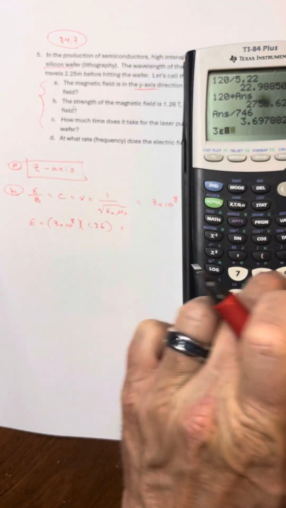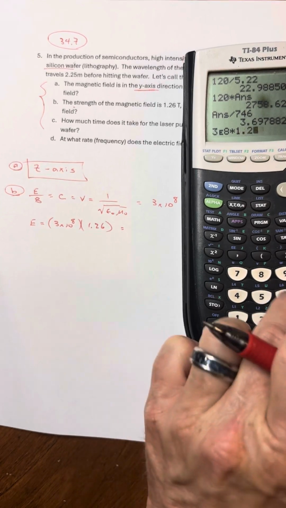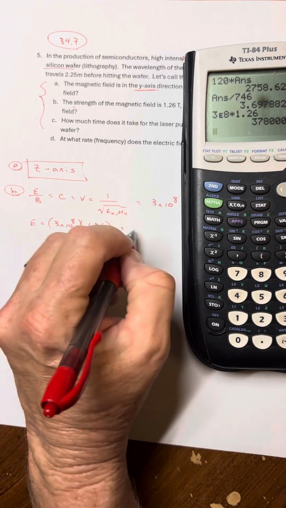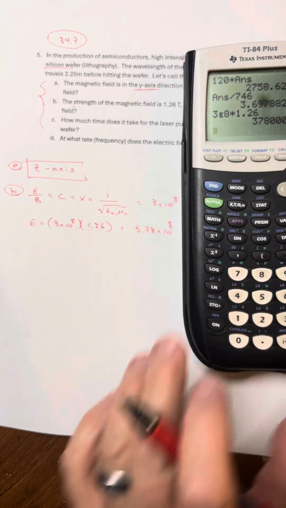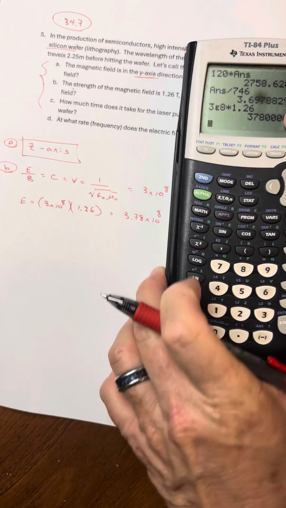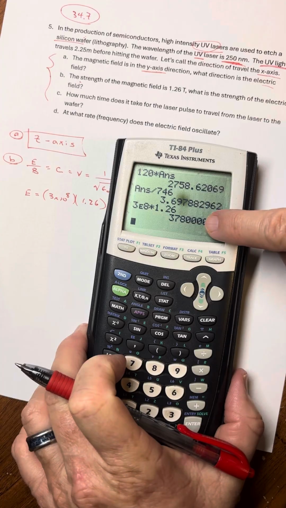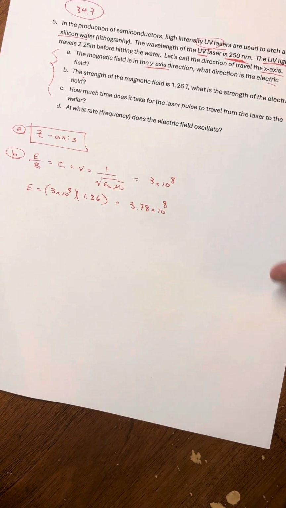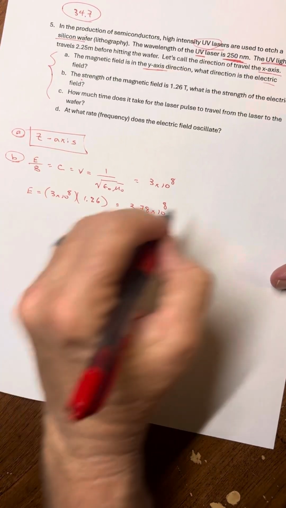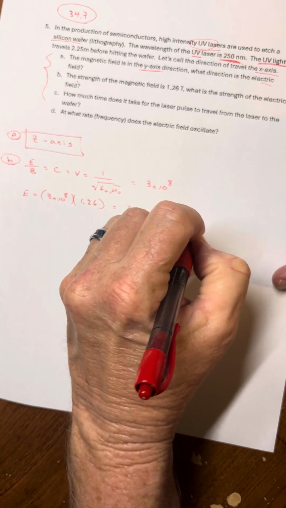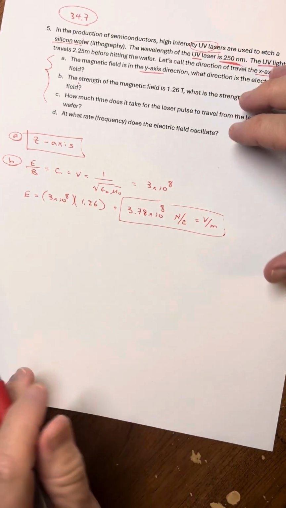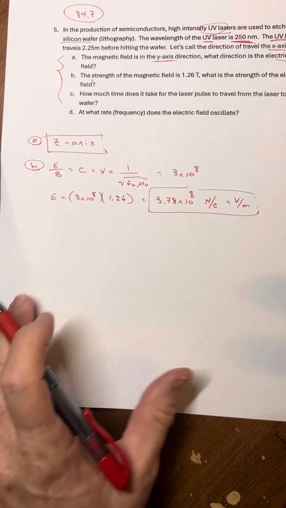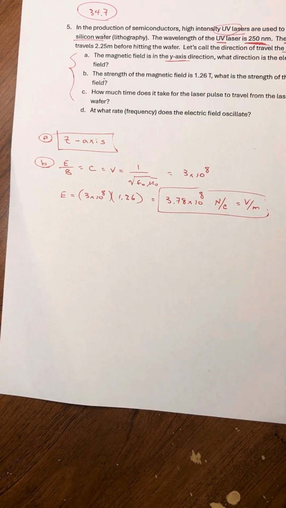So if I take 3 times 10 to the 8th and I multiply by 1.26, I get 3.78 times 10, and I believe that's to the 8. 1, 2, 3, 4, 5, 6, 7, 8. Yeah. And then this would be newtons per coulomb or volts per meter, whichever set of units, since we've been using both, would be useful. So there's the strength of the field.